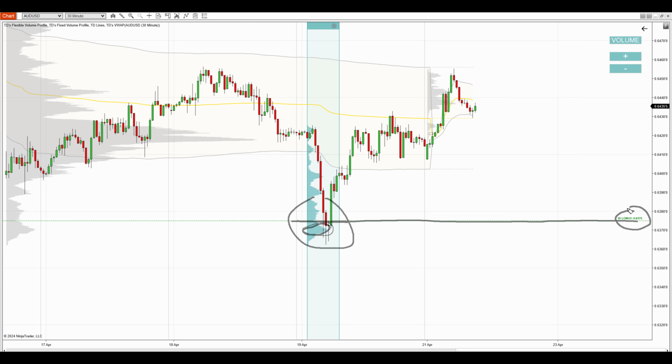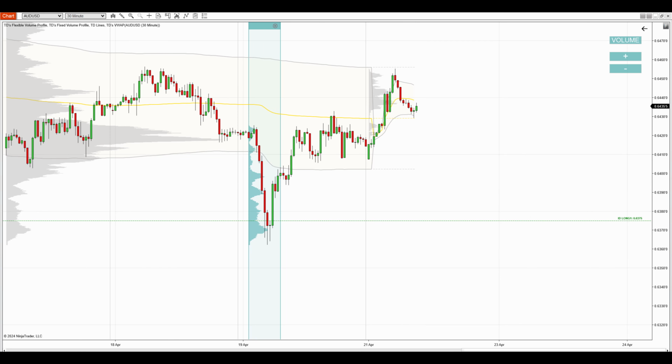It is at 0.6375, and the logic is the same as on the euro. So what we need to do now is just wait for a pullback, and if the price reaches this place, then ideally if you have order flow, open up the order flow software and wait for confirmation.